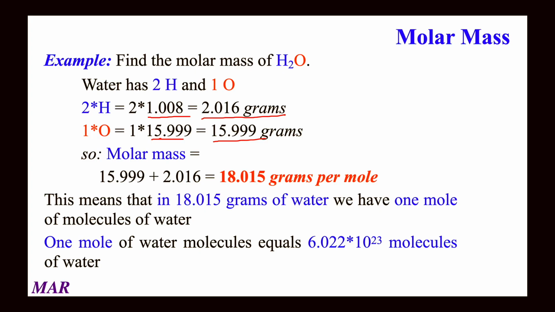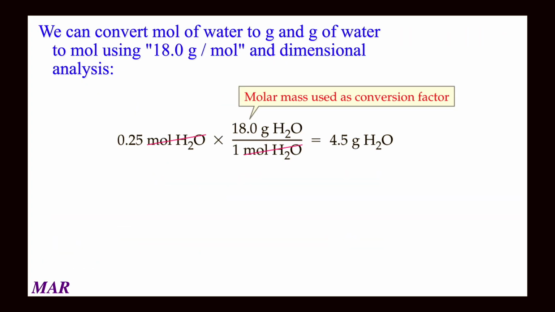Oh, yeah. That 18.0, 18.02, 18.015, depending on how many sig figs you want to use, that's a conversion unit. That allows you to go between grams and moles of a compound. So let's say you had 0.25 moles of water and you were curious how many grams that is. No problem. Start with the moles, set up the conversion unit so that moles are on the bottom so they cancel. You're only going to have grams left over. That would be 4.5 grams.